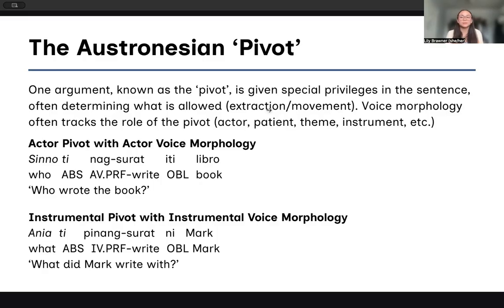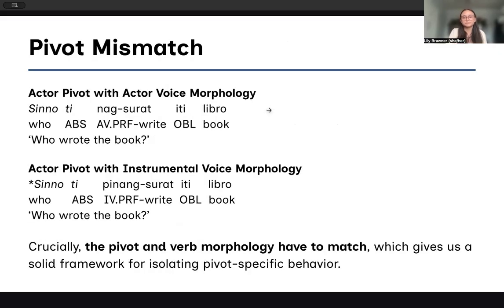And in the second example, anyati pinangsurat ni Mark, meaning what did Mark write with? The question phrase is the instrument, not the person. So the verb uses instrumental voice, pinang, instead. That's why Austronesian voice is syntactically so important. Different voice forms are often understood as targeting different kinds of arguments, like actors, themes, locations, or instruments. And that expectation becomes important once we look beyond the pivot.